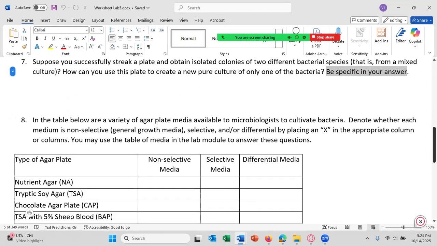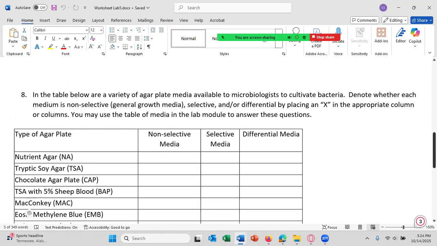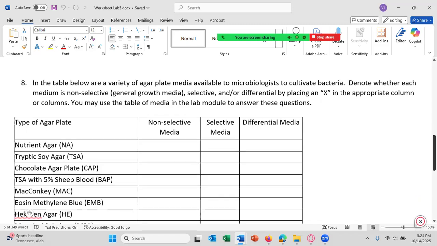8. In the table below are a variety of agar plate media available to microbiologists to cultivate bacteria. Denote whether each medium is non-selective, a general purpose media, selective, a selective media, and or a differential media by placing an X in the appropriate column. You may use the table media in the lab module to answer these questions.